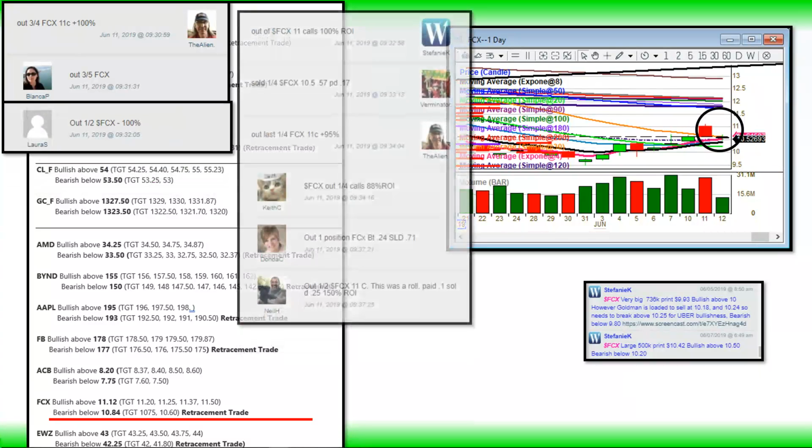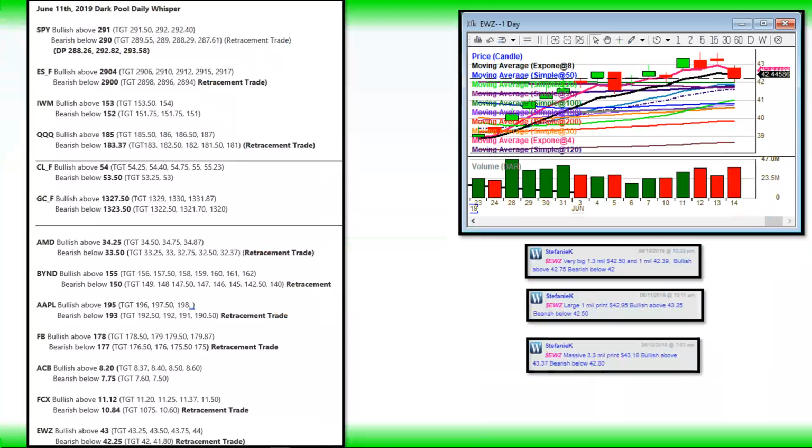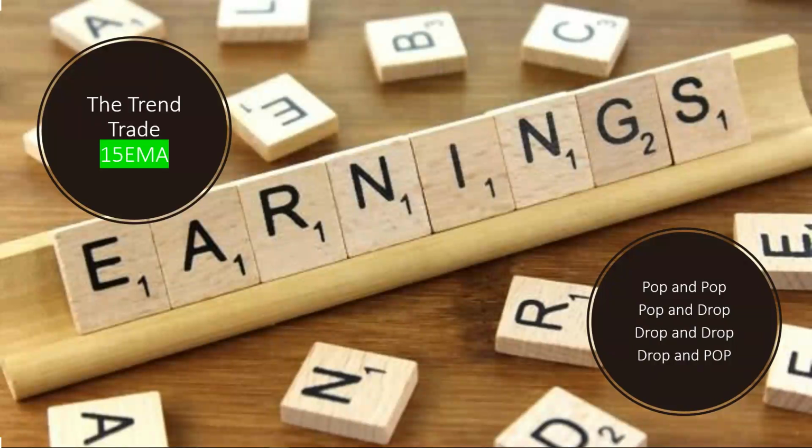Blanca got out, Laura. I got out of my calls. So we used it in that way. And then we actually bought more on the retracement, and we had another good trade up, but I just don't have time to show you everything. EWZ, another retracement. Just want to kind of show you this pattern and what it means. So next I want to teach you about the trend trade. The 15 EMA.